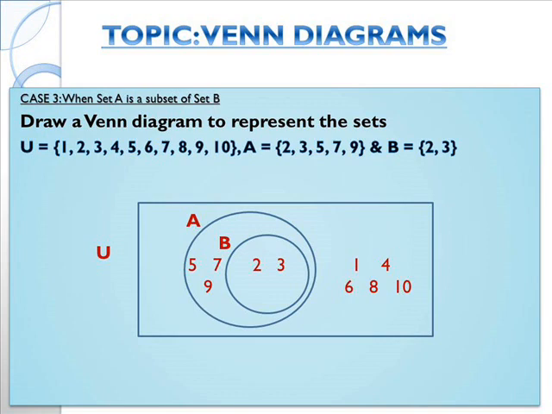The elements of B, which are also the elements of set A, are written within set B, that is 2 and 3, and the remaining elements that are a part of set A are written outside B, that is 5, 7 and 9. And finally, all the elements which are not included in the sets A and B are written outside them, that is within the set U, universal set. Those elements are 1, 4, 6, 8 and 10.